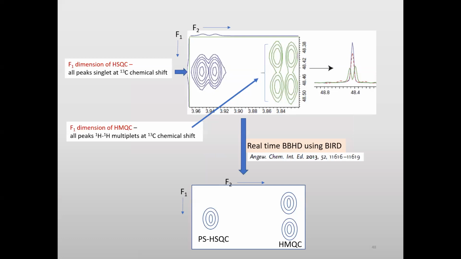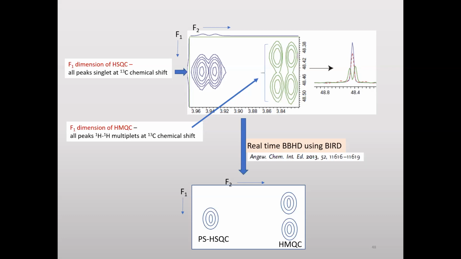of HSQC and HMQC. On the left is an HSQC cross peak, and on the right is the cross peak from the HMQC experiment. If you look at the F1 dimension of HSQC, all peaks are singlets at the respective 13C chemical shift. But if you look at the F1 dimension of HMQC, the peaks are multiplets along F1. So both spectra have multiplets along the F2 dimension. Recently, using this Bayard-based real-time broadband homodecoupling from Professor Murray's group, they have shown that in HSQC, this multiplet along the direct dimension can be reduced to a singlet, shown below.